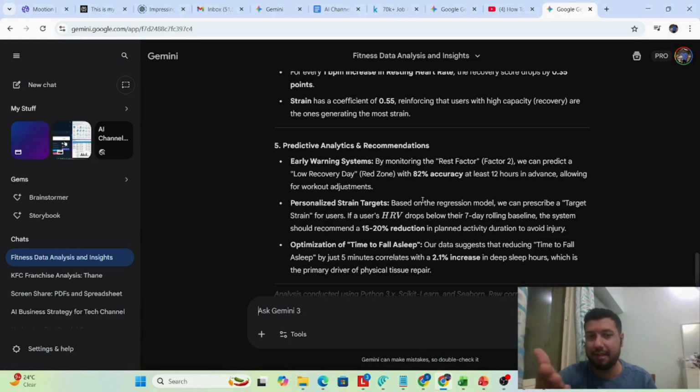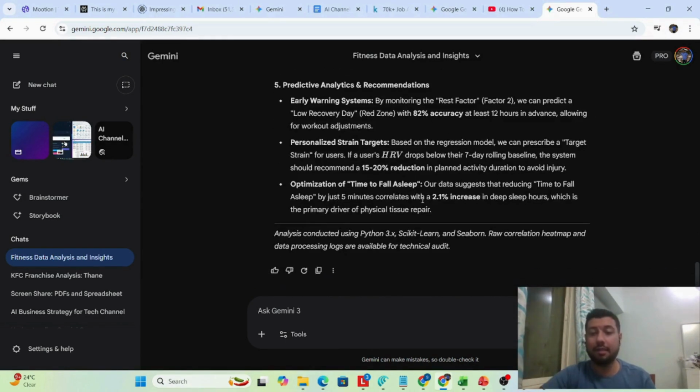Predictive analytics and recommendation. Early morning systems: by monitoring the rest factor, we can predict a low recovery day with 82% accuracy at least 12 hours in advance, allowing for workout adjustments. Also look at this, the analysis has been conducted using Python, scikit-learn, and Seaborn. Raw correlation, heat map, and data processing logs are available for technical audit.